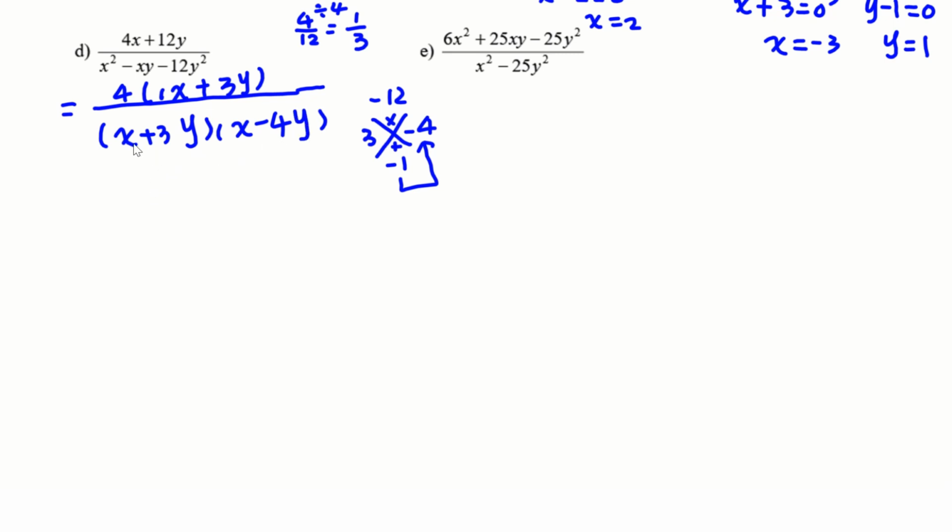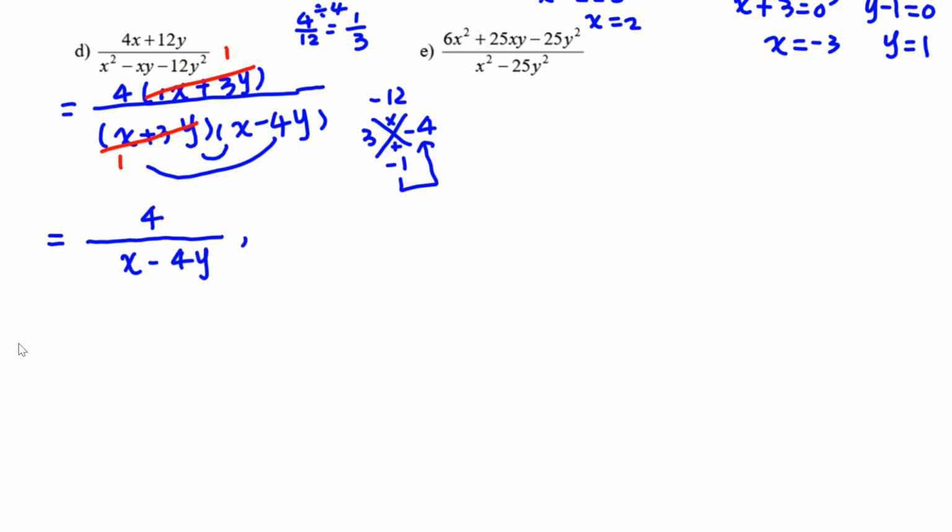Then you will check x times x, x squared. 3y times negative 4y gives you negative 12y squared. The middle is 3xy minus 4xy, which gives you negative xy. Then after that, we are looking for each bracket, which one is the same. So this x plus 3y, x plus 3y, they are the same, so we could cancel them out. Degree 1 minus degree 1 gives you 0, so it's gone. Then the numerator is 4 times 1, which gives you 1. Denominator 1 times x minus 4y is x minus 4y.